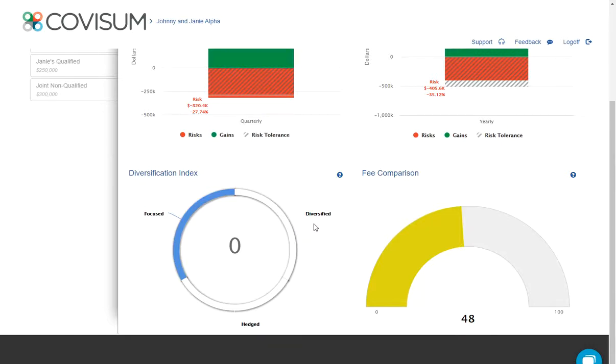And finally, you see the fee comparison. The fee comparison takes each holding in the client's portfolio and compares it to its peer group and then aggregates it up to the portfolio level. So in this case, the fee efficiency, if you will, of this portfolio is better than 48% of the peers out in the marketplace. It's not very good when it comes to fee efficiency.